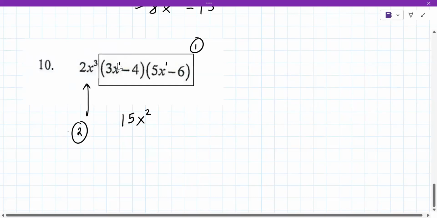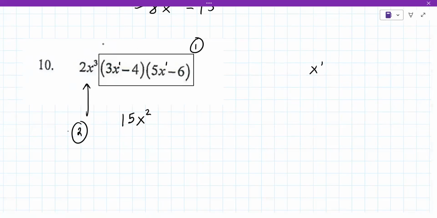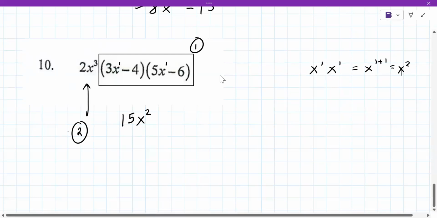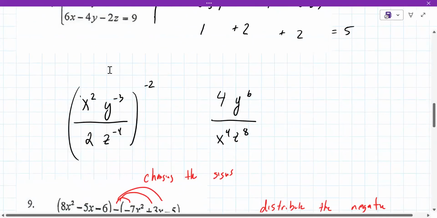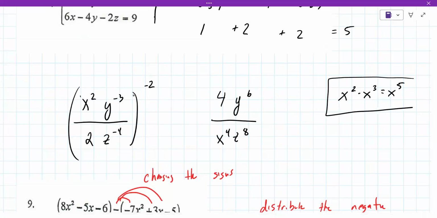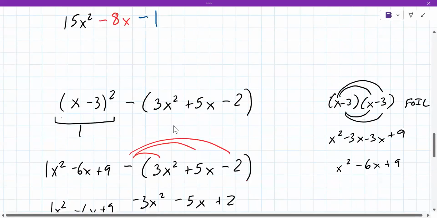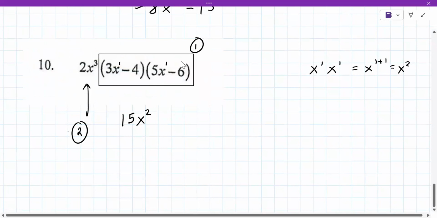Do you remember why this becomes x squared? No. Okay, x to the 1 times x to the 1. When the bases are the same, you add the exponents. So remember earlier, I had you do this problem with the exponents up here. There's a bunch of rules. If it's x squared times x cubed, this becomes x to the 5th, right? Okay, so what I'm seeing is that this is related to that.